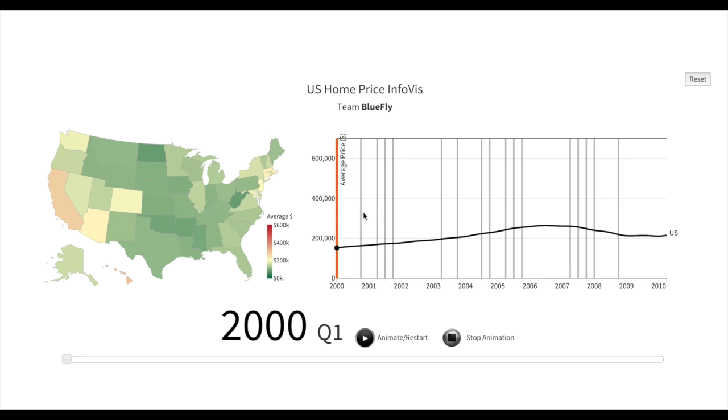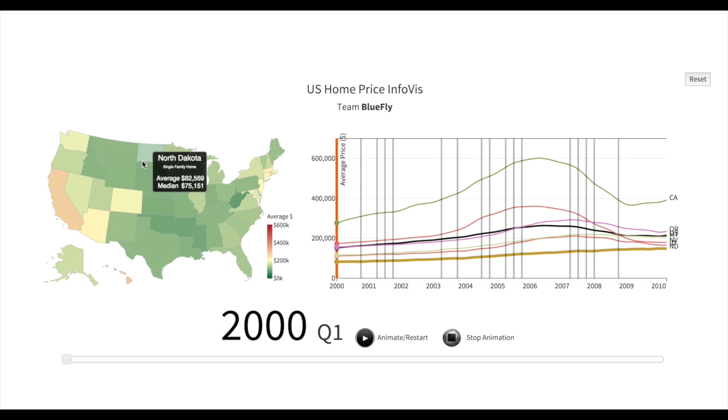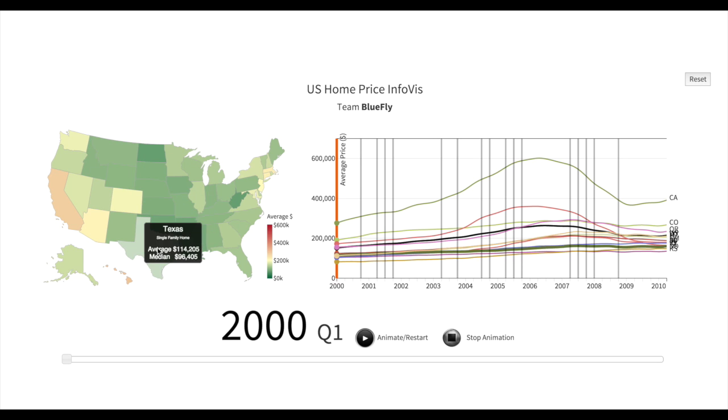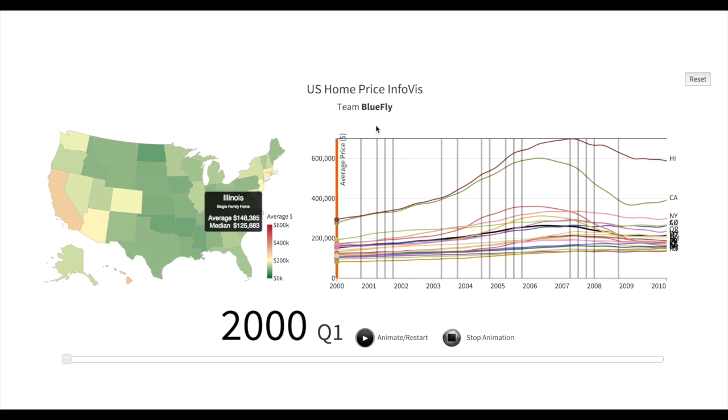Another question we want to explore is, which states of the United States were hit the hardest by the 2008 housing crisis? In order to solve this question, we're going to select all the states that interest us the most. Let's select a bunch of them: Texas, Georgia, Alabama, New York, Alaska, Hawaii, Florida.